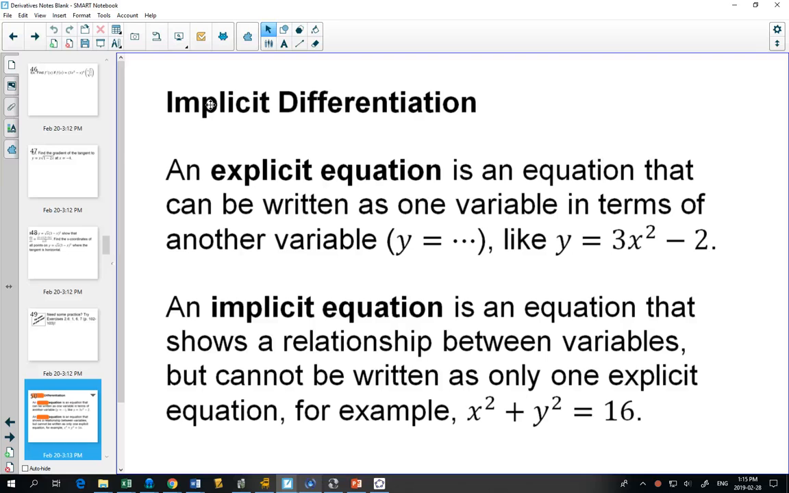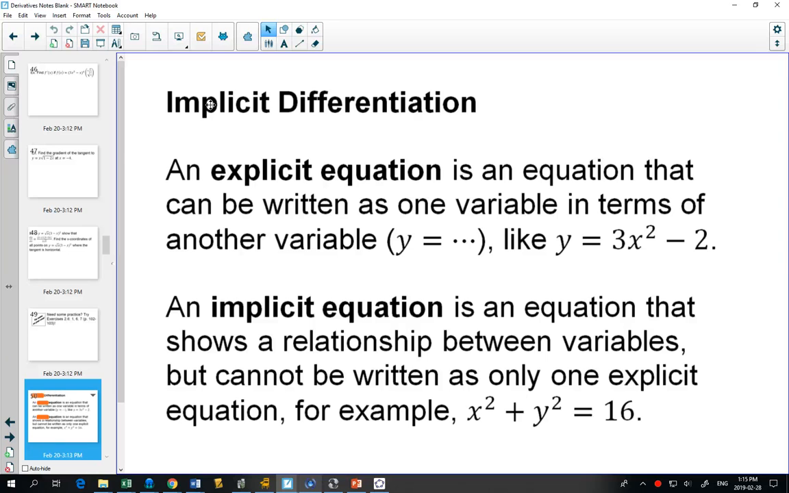where you have a relationship between the two variables. In this case, it's not even a function. If I have x squared plus y squared equals 16, does anybody know what shape that makes? It makes a circle, with a center at 0, 0 and a radius of 4.